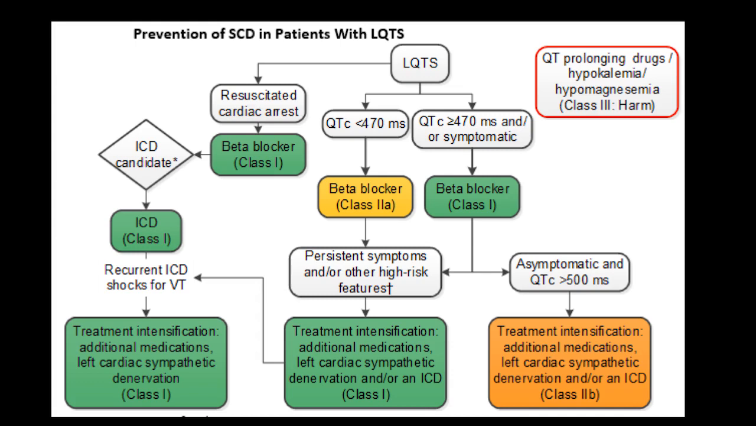Now, if you have long QT syndrome, but you've not had a cardiac arrest, if your QTc is less than 470, we have a class 2A indication to treat you with a beta blocker. Again, Nadolol.